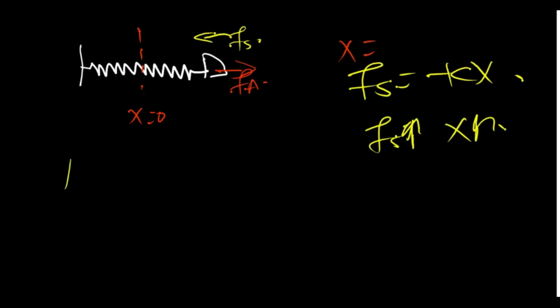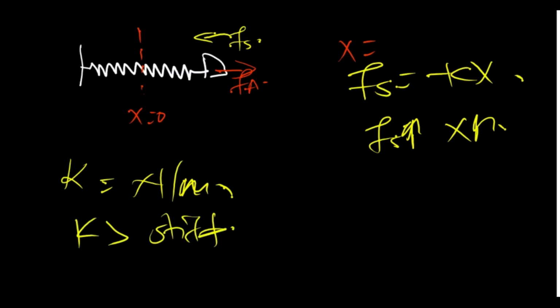Now k is basically the spring constant, and its SI unit is Newton per meter. k tells you how loose or how stiff the spring is. If the k value is greater, we are dealing with a stiff spring. If the k value is less, we are dealing with a loose spring. That is the only concept you need to understand under Hooke's law.